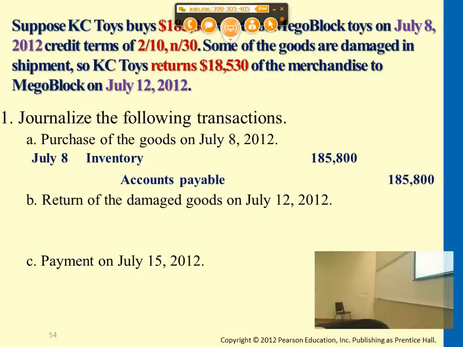So if that's the case here, in terms of returning the goods, if you're the company that earlier purchased the goods and now you're returning it back, how would this affect your inventory account? Would it be increase or decrease? Decrease, because you're returning it. So you know that inventory will be the account being reduced. So what's the other side?